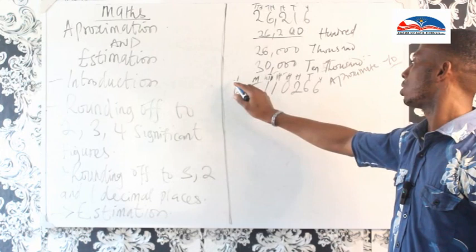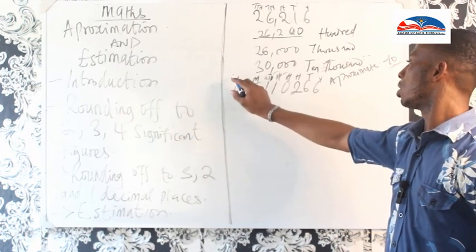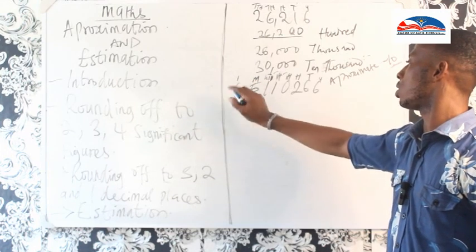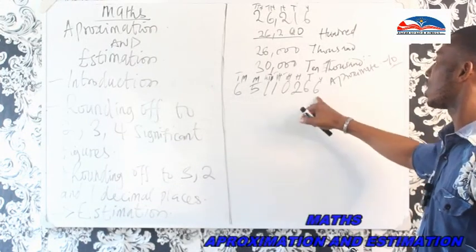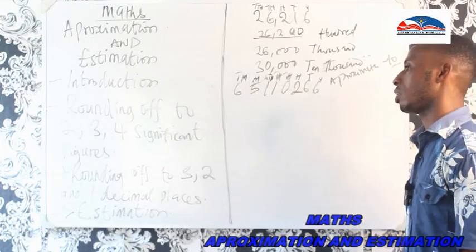I have, let's say, tens of millions. Now let's look at this number. We have 6620156 on the other side of the line.